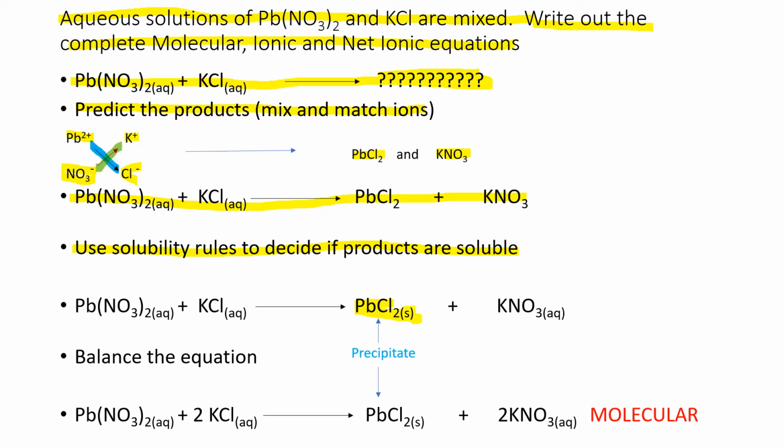For our other compound, things in group 1A, potassium's in group 1A, those ions are always soluble. Also, nitrate is always soluble.